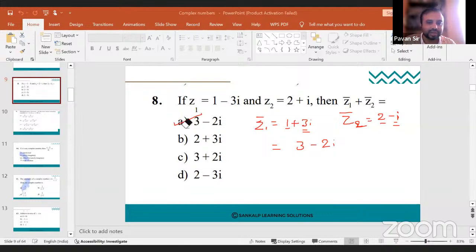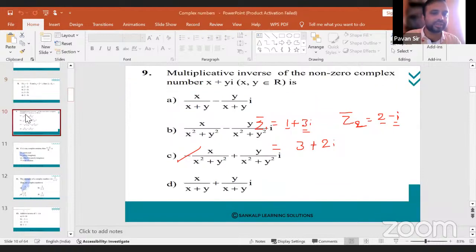Wait, students, in a hurry I also did it wrong. Yes, it is 3i plus i, which is 3 plus 2i, 3i plus i is 2i. So option C is the correct one. Next question. SP Ganesh, your answer is absolutely correct. Actually, in this question I was wrong. Okay, next one.